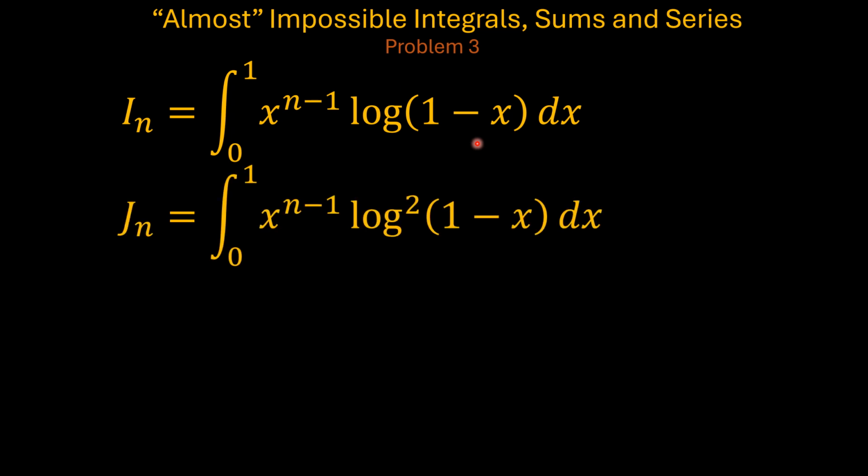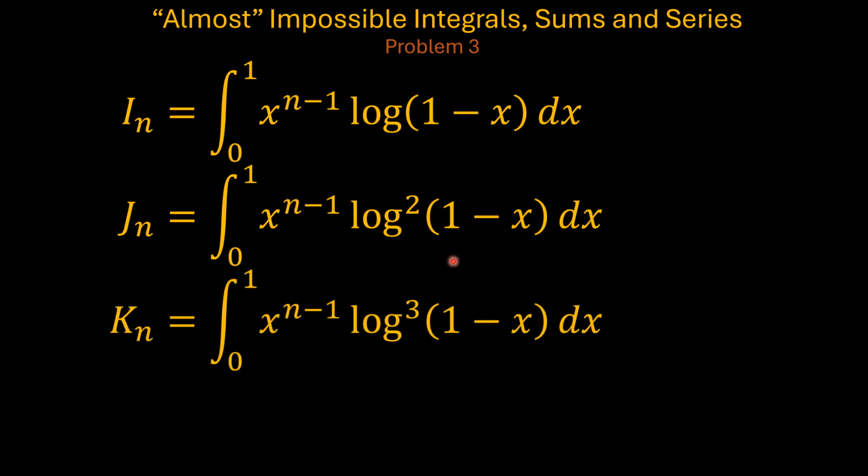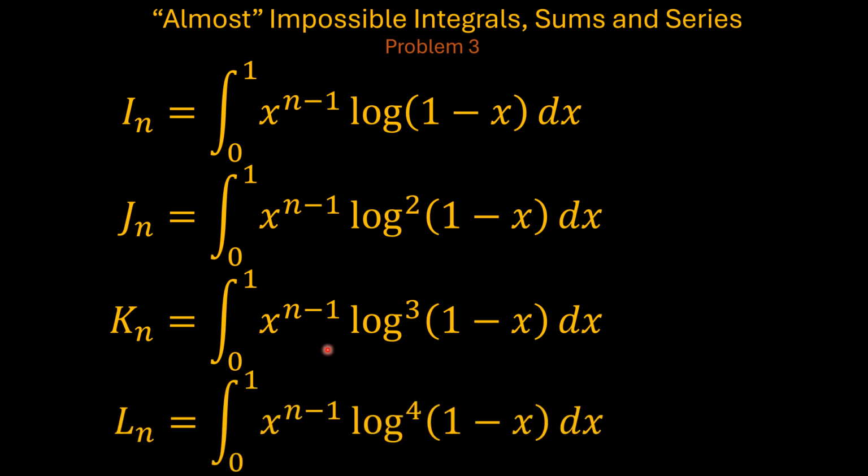And then J_n, which is a definite integral, instead of what we had with I_n. This is a definite integral from x equals 0 to 1 of x to the n minus 1 times the square of the natural logarithm of 1 minus x. And K_n now takes this natural logarithm to be cubed, and L_n is the natural logarithm to the fourth.